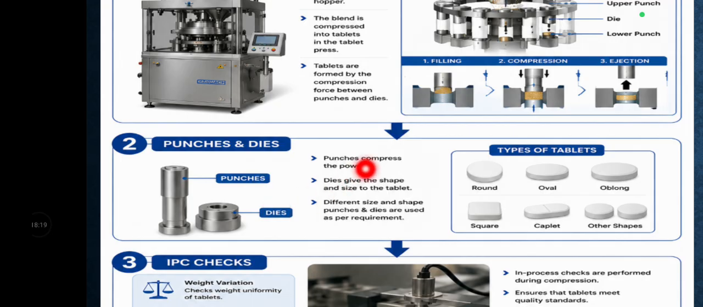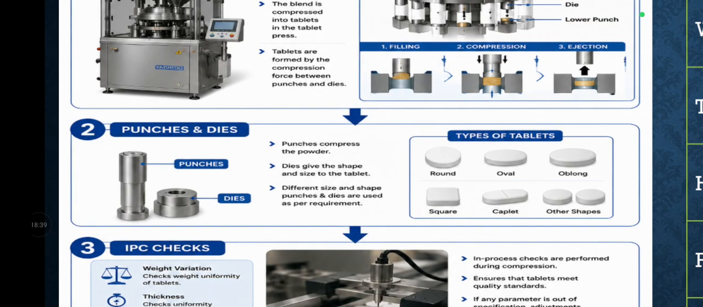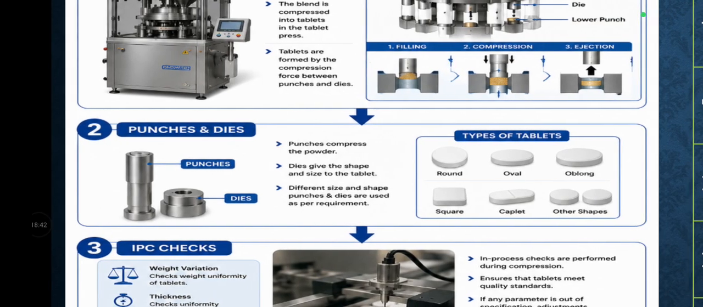Punches compress the powder, and the dies give the shape and size to the powder. Different sizes and shapes of punches and dies are used as per the requirement of the tablets. You can see different shapes and sizes of tablets available in the market. According to that, at the time of compression, they use different sizes of dies, so they get this type of tablet.